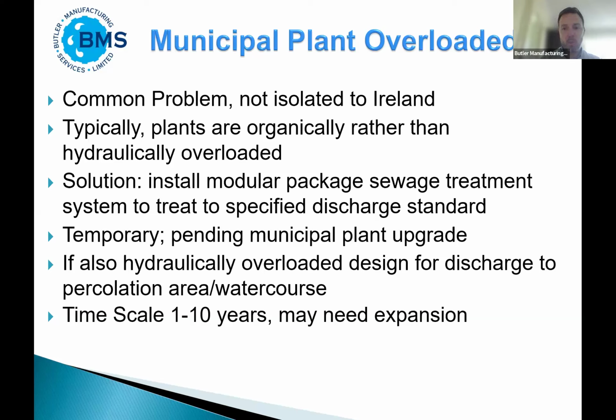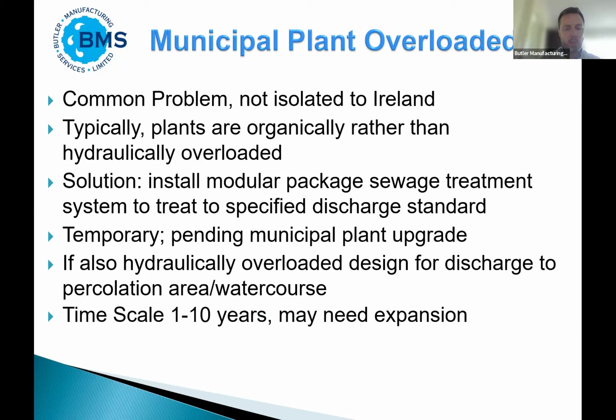And this is an advantage for the municipal plant in a lot of ways because you're actually diluting the stream coming into it if you're treating to an acceptable standard, which makes a discharge from an overloaded plant better. So how do you deal with this? Well, you install a modular packaged sewage treatment system for a development, and then you treat to a specified standard and discharge into the actual municipal plant.